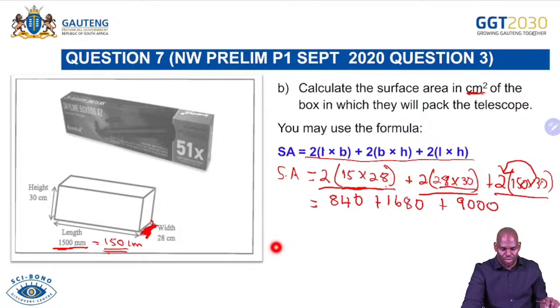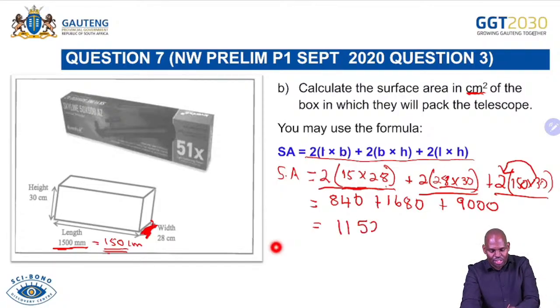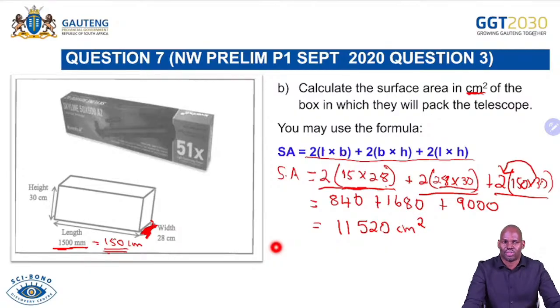Okay, so there's 150 multiplied by 30. Then we got 4,500, but there's 2 of them, so we multiply by 2. So in the end, it's 840 plus 1680 plus 9,000. Then the answer is 11,520. Then it's centimeter squared. The answer is now in centimeter squared.